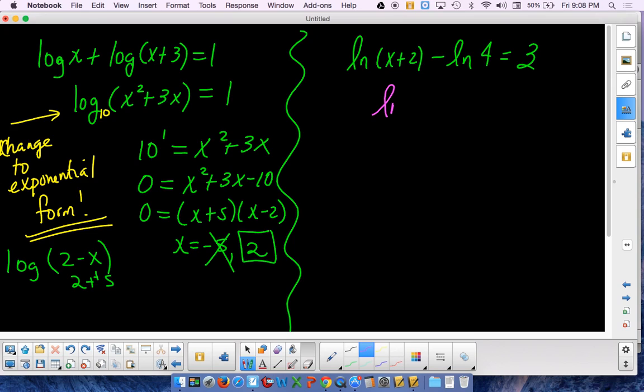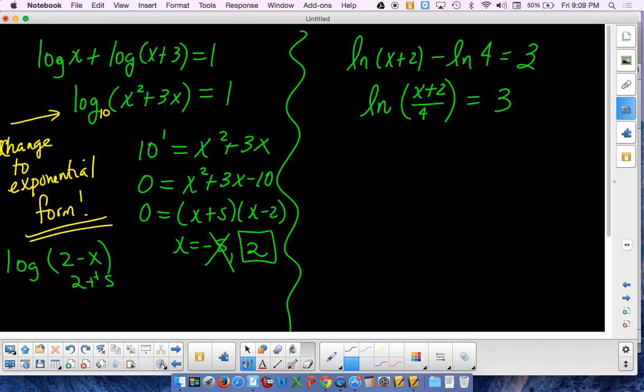Whoops, wrong color. And what do I do when I have a natural log minus a natural log? Subtraction in logs is division, so this would give me (x plus 2) divided by 4 is equal to 3. Well, as you may recall, when you have natural logarithms, there's usually an easier way to deal with it. Yes, we could change this to exponential form. It's the same thing I'm about to do, but this other method seems to stick better.